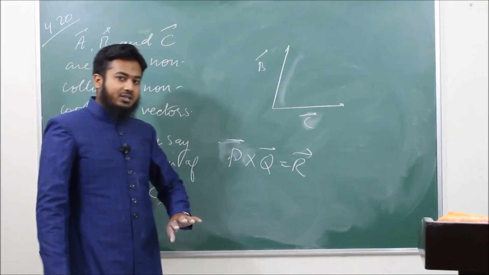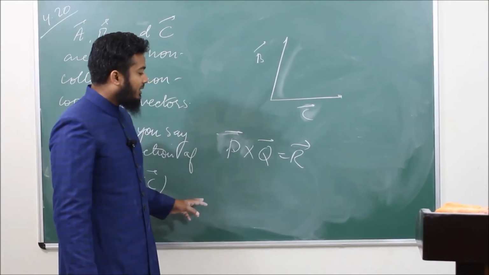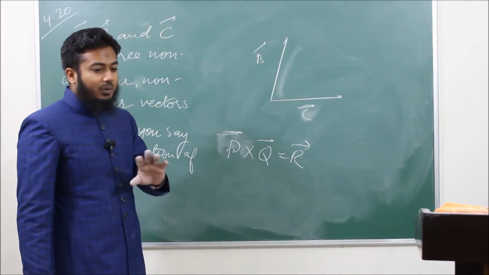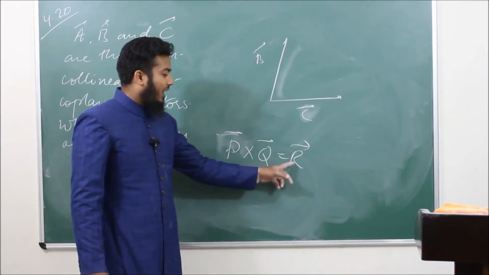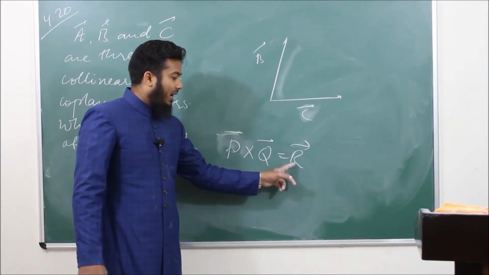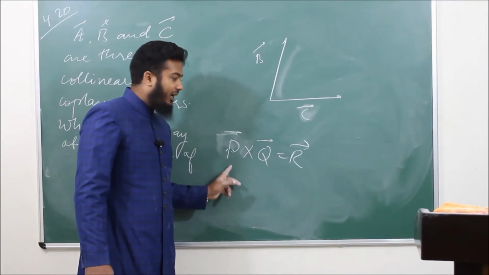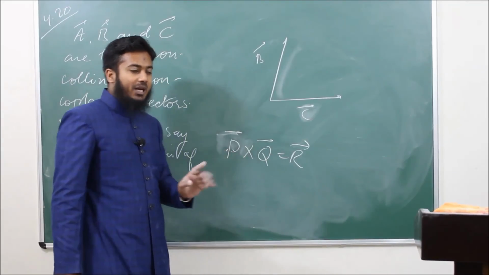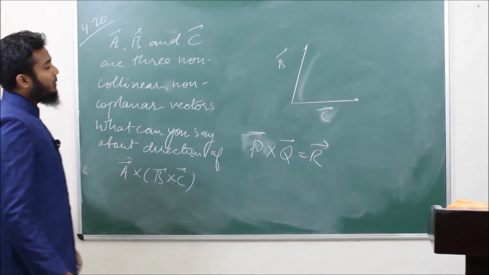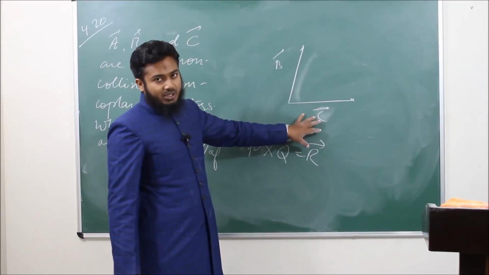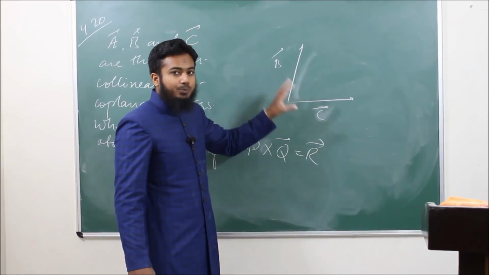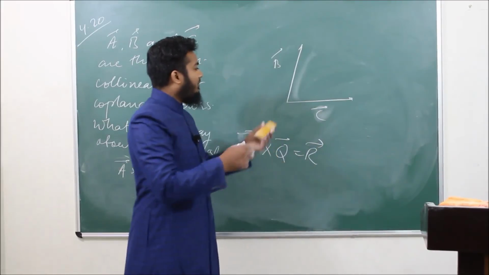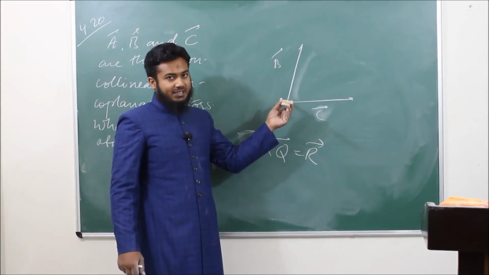So we have discussed in vector product or cross product that the resultant of the cross product is perpendicular to the two vectors. So if R is equal to P cross Q, then R is going to be perpendicular to both P and Q. The angle between R and P, and R and Q, will be 90 degrees. So the vector B cross C will be perpendicular to both B and C. So the B cross C vector will be somewhat like this.